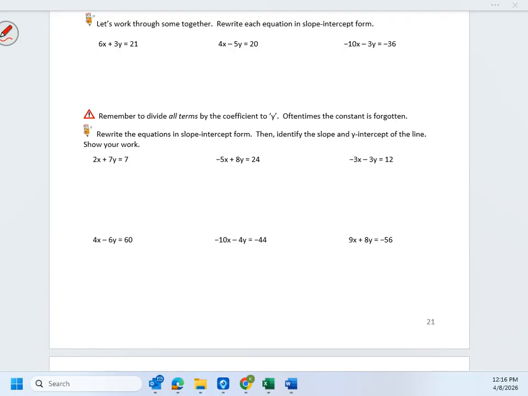We look at 6x plus 3y equals 21. What's my first step? Think about what it said number 1 was. What is that first step? Colton? To move the x term to the other side, yeah, using opposite operations. So 6x, is that adding or subtracting?